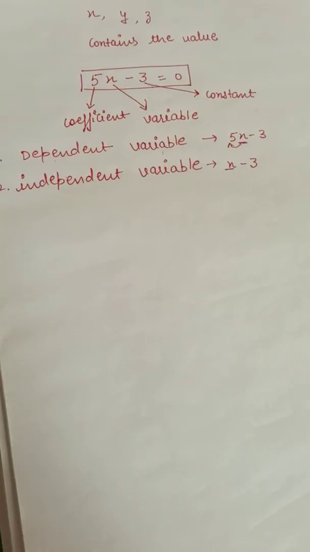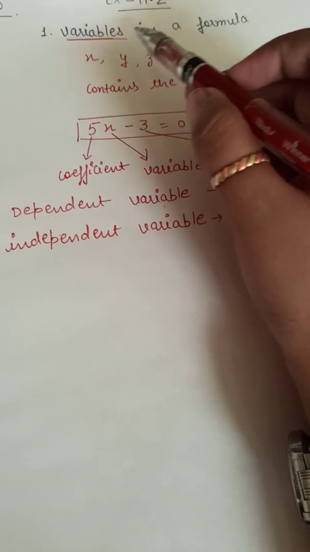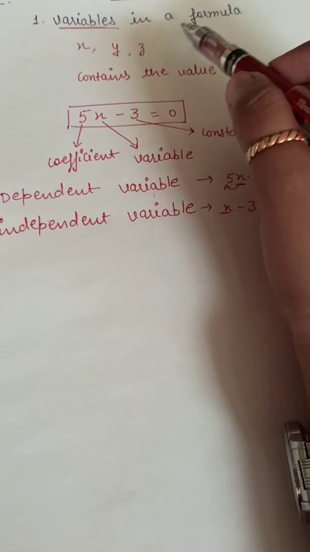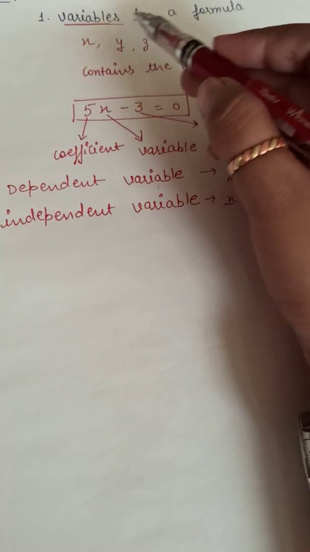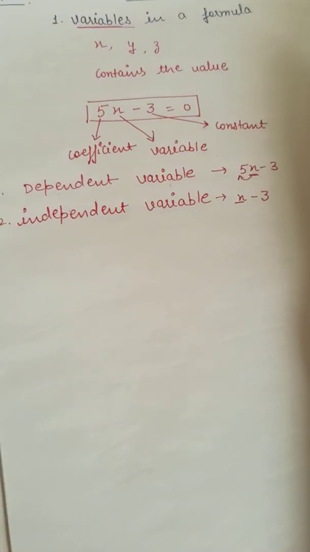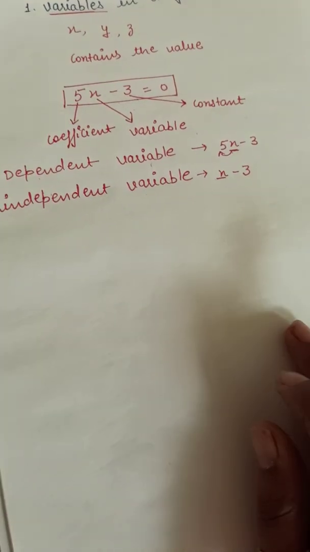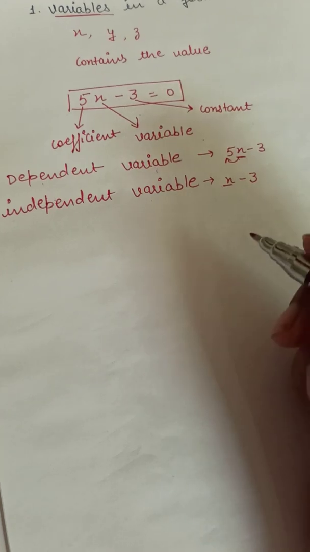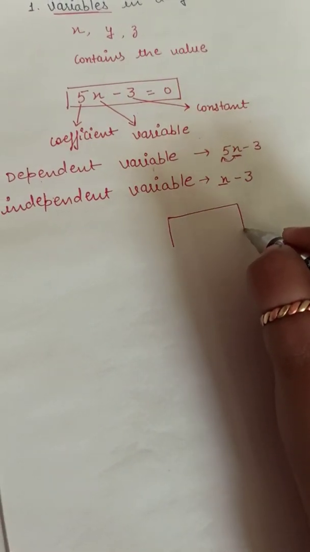Now our topic for today is variables in a formula, meaning how we will use variables in formulas. Before we start, let us revise one more concept, the perimeter and area.